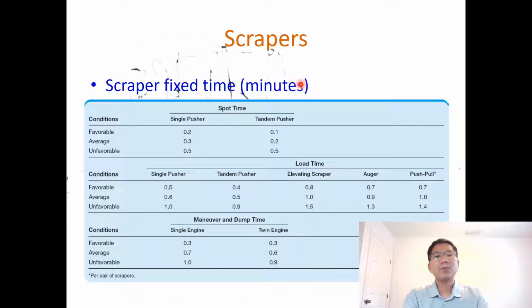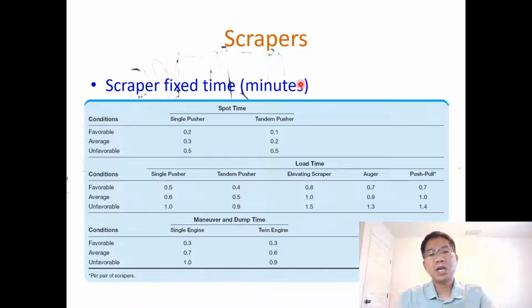With that, we can determine the production, and we will do that in the next video and apply it to problem 2. But for now, as you can see, in terms of the fixed time, we have spot time. Basically, for the scraper in position to excavate, then load time, the time needed to get the material onto the scrapers, and then maneuver and dump time, and then return to the same position again, so that we have the fixed time.